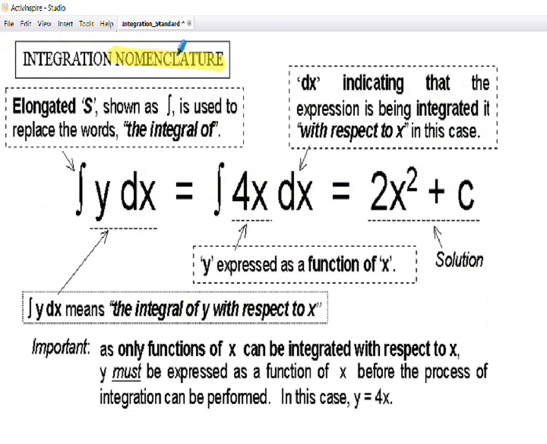Just looking at the nomenclature associated with integration, this elongated s symbol actually means the integral of, and the y dx here is the integral of y with respect to x, the dx meaning with respect to. So in this case y has been shown as a function of x, it's shown as 4x, so we're integrating 4x with respect to x, and our solution here is 2x squared plus c. Only functions of x can be integrated with respect to x, so we must make sure we have consistent variables inside our integral.